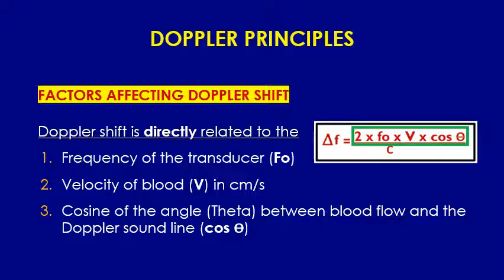If you look at the numerator here, what are the factors? We have the frequency of the transducer, which is usually in megahertz. We have the velocity of the blood, which is usually in centimeter per second, and the cosine of the angle theta. We'll see this in detail in a moment. What are the cosine and the angle theta? What do they mean?